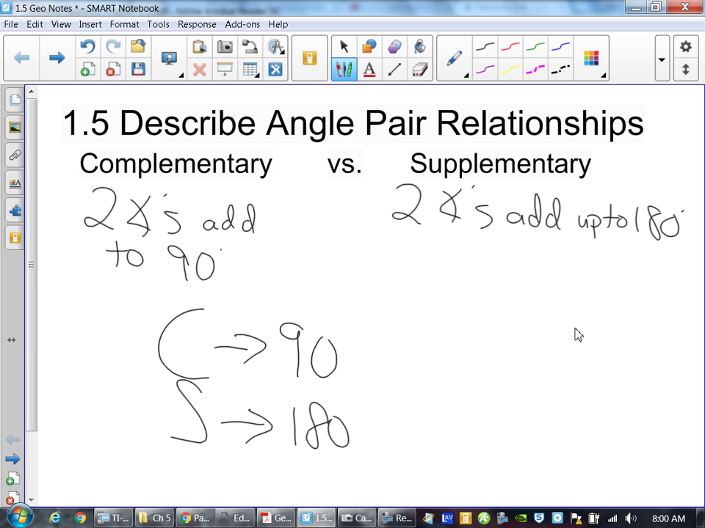My teacher always said, you always want to compliment somebody if they're right. And I was like, what? Why would I do that? I like this, so that you compliment the right angle. So complementary adds to 90, supplementary adds to 180. Terrible? No. All right, very easy.